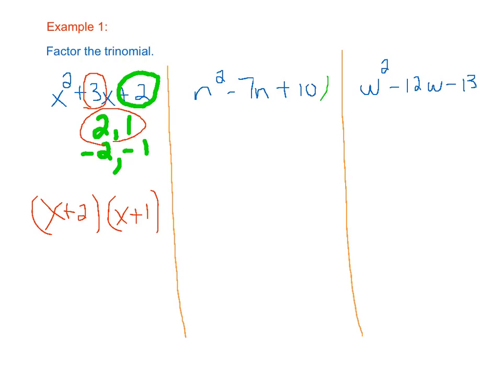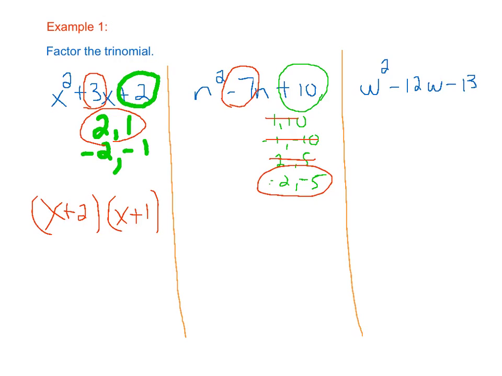Alright, again, looking at the last term, listing factors that give you positive 10. You can do 1 and 10, negative 1, negative 10. You could do 2 and 5. You could do negative 2 and negative 5. So of those factors, now we got to look to see which one of those factors can we combine to get negative 7. Well, that doesn't work, that doesn't work, that doesn't work. Oh, this one does. Negative 2 and negative 5, when you put those together, do give you negative 7.